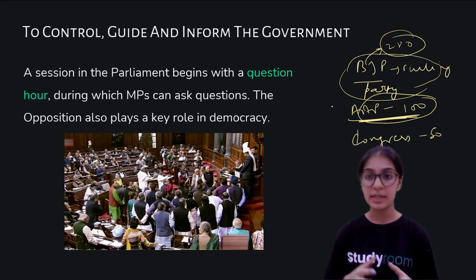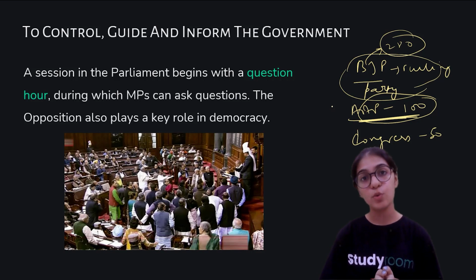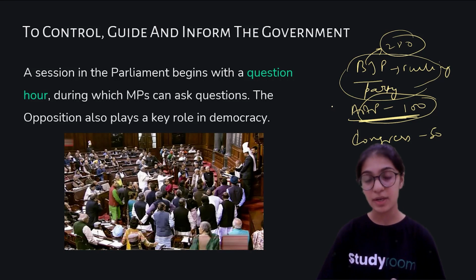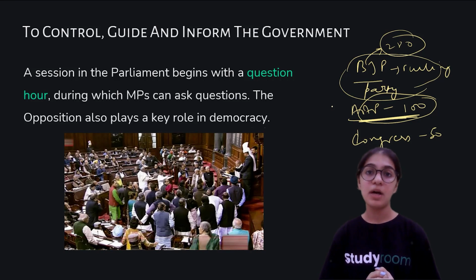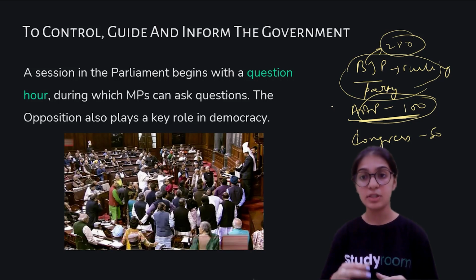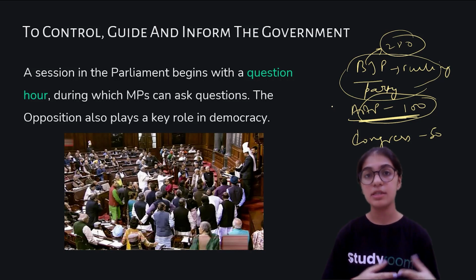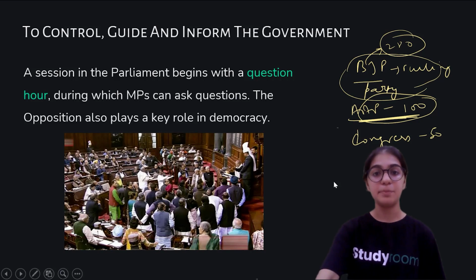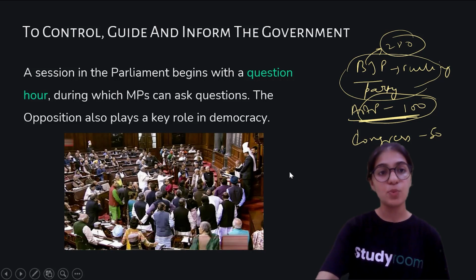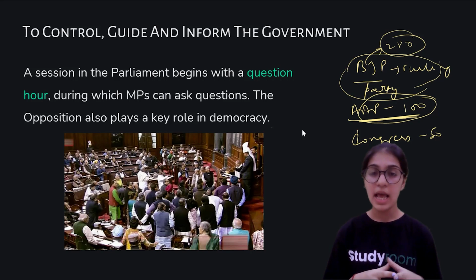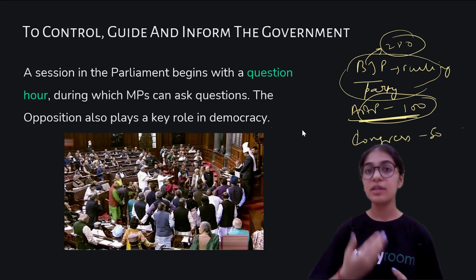The opposition party can question anything to the ruling party, and in this case it is quite good, because then the ruling party is under pressure to work better towards the welfare of society. So the opposition party plays a very vital role in questioning the ruling party about anything and everything in the country, and this creates pressure on the ruling party to work much better. This way we can say that the opposition party controls and informs the government by questioning the ruling party.